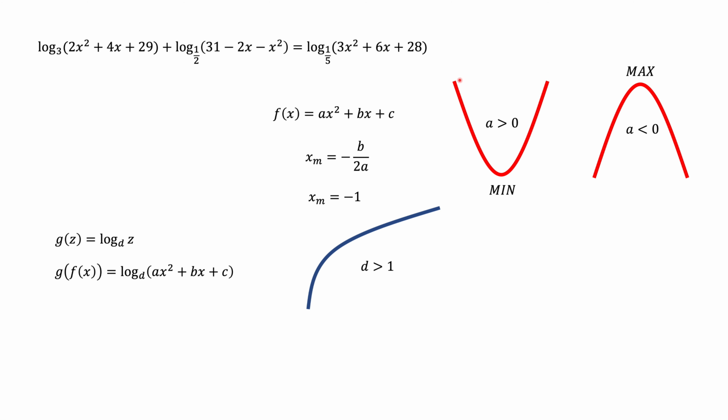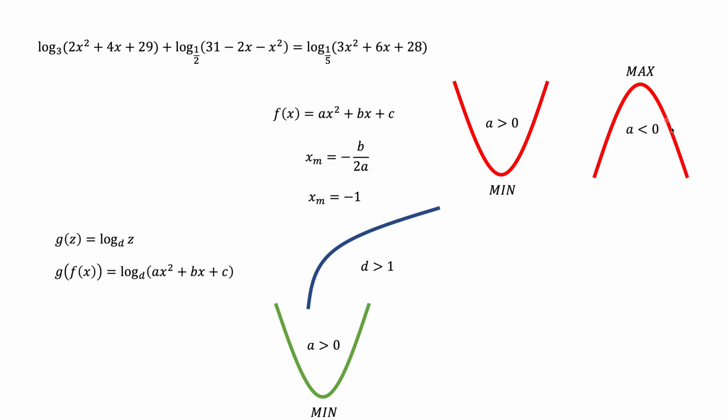So if my f of x looks like this, g of f of x is going to look kind of similar. Wherever f of x was decreasing, g of f of x is going to be decreasing, and wherever f of x was increasing, g of f of x is also going to be increasing. And that means wherever we had a minimum, at whatever x we had a minimum for f of x, g of f of x is also going to have a minimum at the same point.